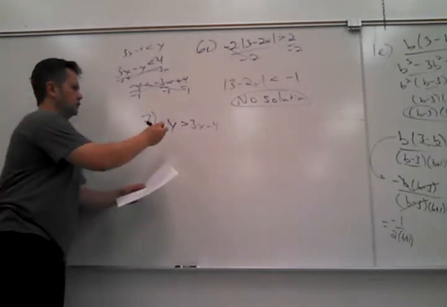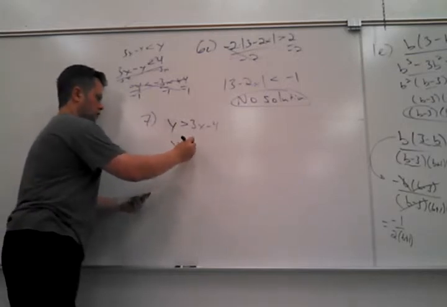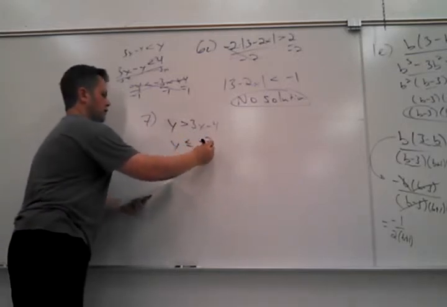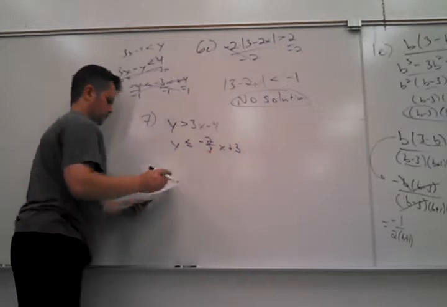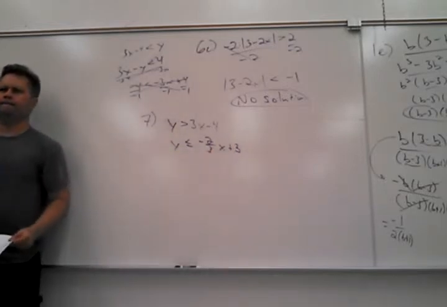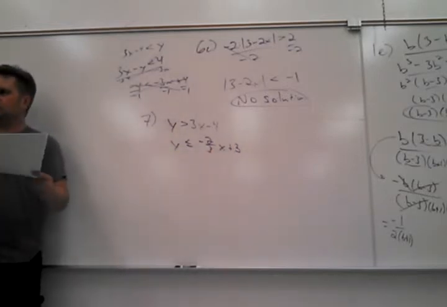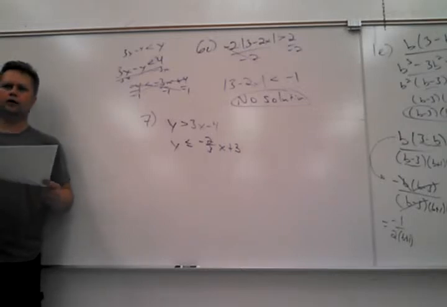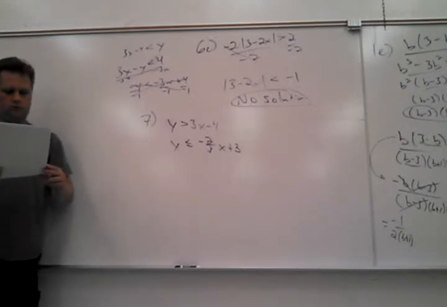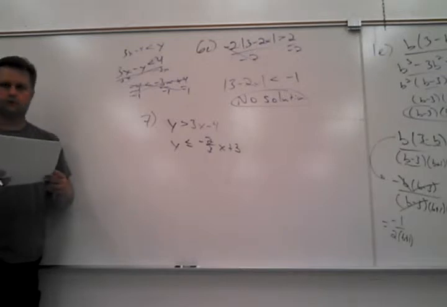And then solve the next one. Subtract the 2x, divide by 3. So I get that there. You can double check me, you can solve for y yourself. Make sure I got it right. Cool.